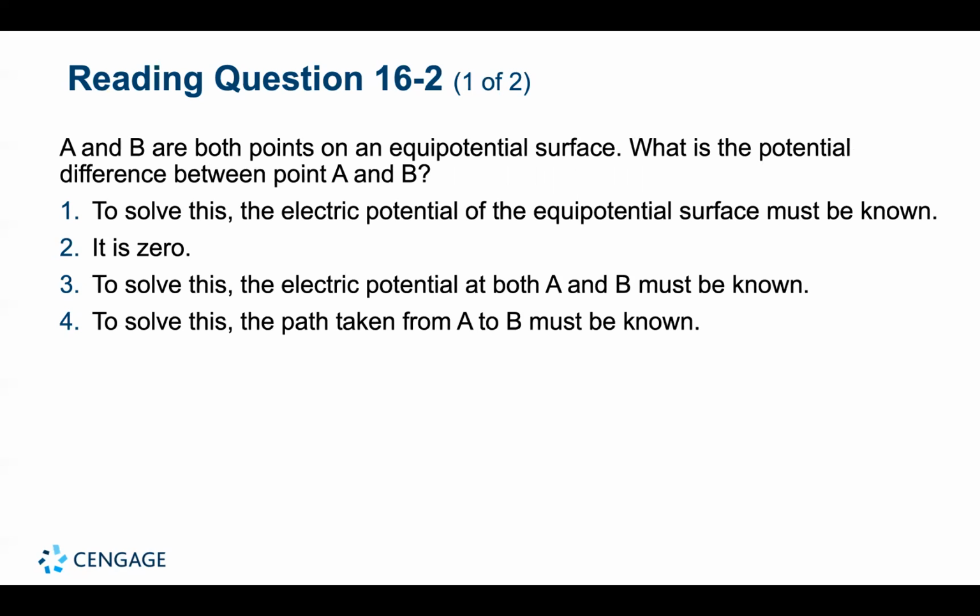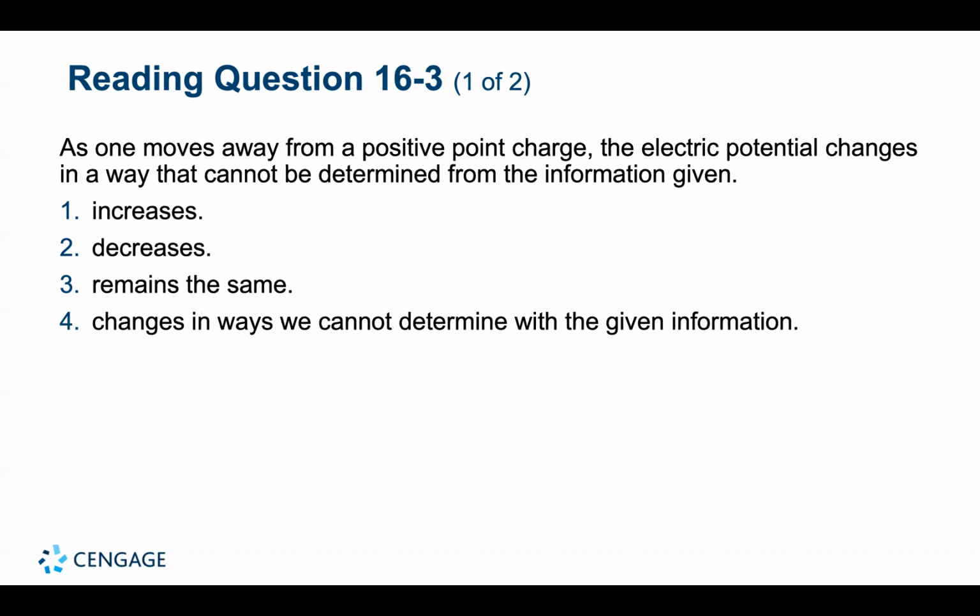For the second question, A and B are both points on an equal potential surface. What is the potential difference between points A and B? The answer for this one is 0. Third question is, as one moves away from a positive point charge, the electric potential changes in what way, or cannot be determined from the information given. The answer is that it decreases the further away you go.